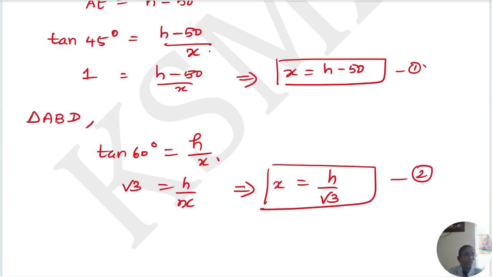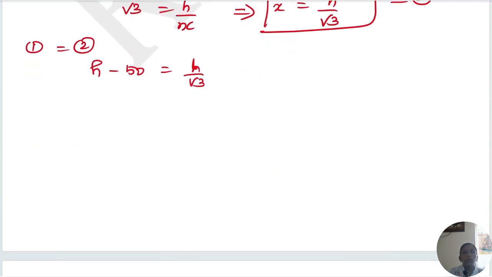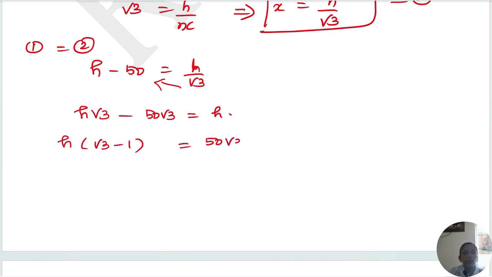In equations number 1 and 2, the left hand sides are equal, so I can equate the right hand sides. So H minus 50 is equal to H divided by root 3. You have to find your H value now. So for that, cross multiply. So H root 3 minus 50 root 3 is equal to H. Bring your H on one side. So H times root 3 minus 1 is equal to 50 root 3, and H is equal to 50 root 3 divided by root 3 minus 1.